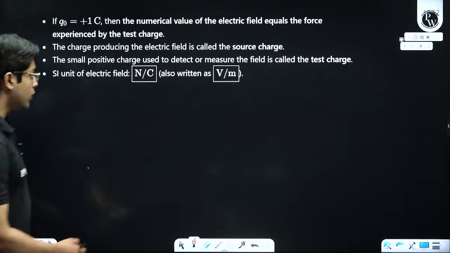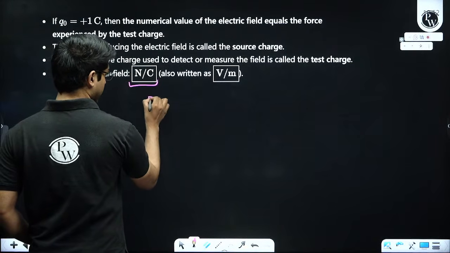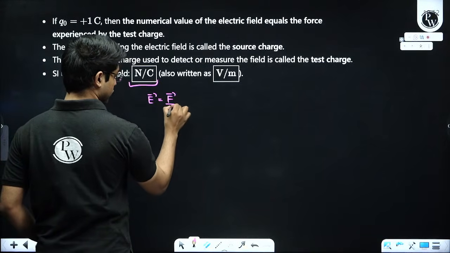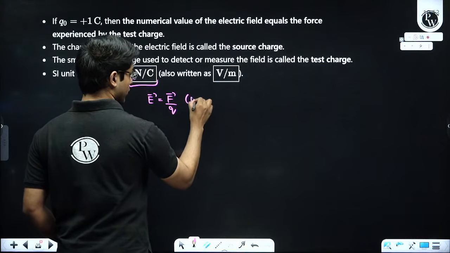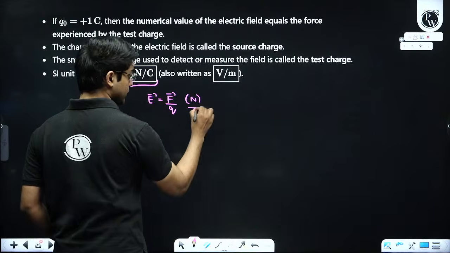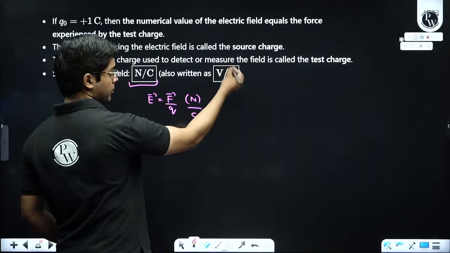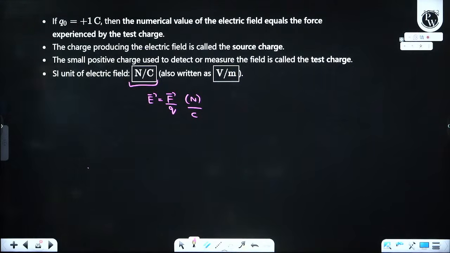What is the unit of electric field? Electric field was force by charge, right? Force unit is Newton, charge unit is Coulomb, so it is Newton per Coulomb. There is another unit, volt per meter. This we'll see in the next chapter. So that is all. I have some extra text for you guys to read after the lecture.